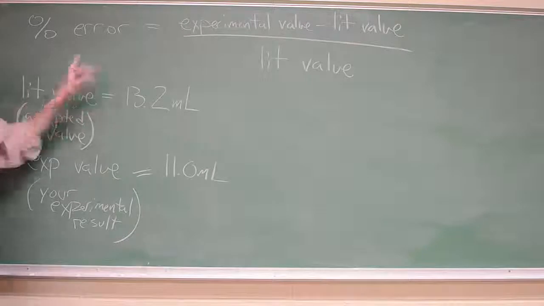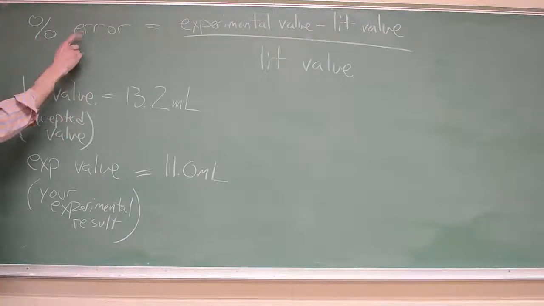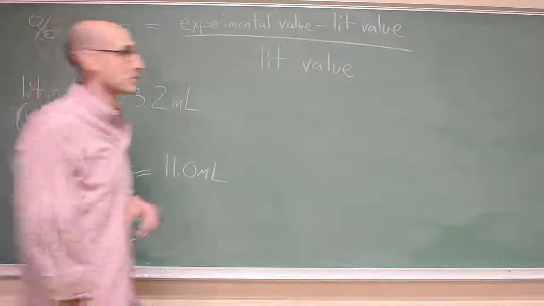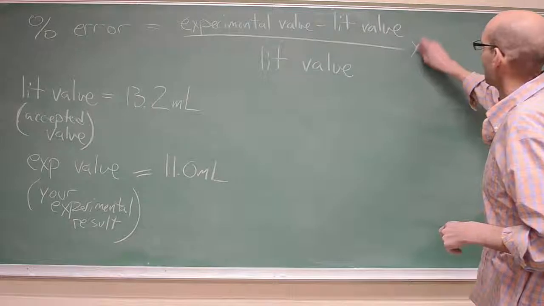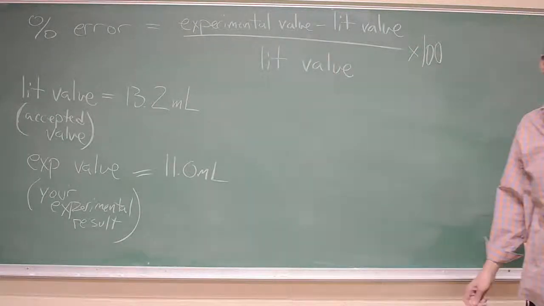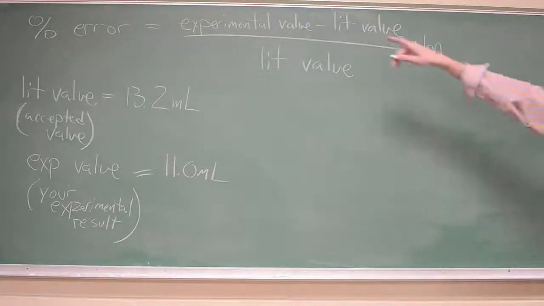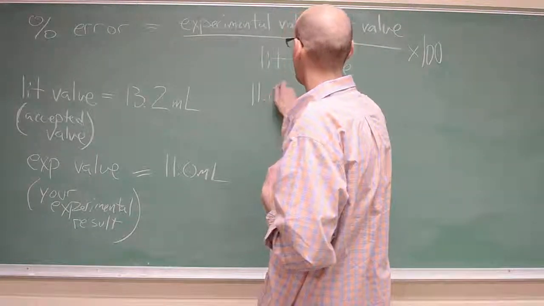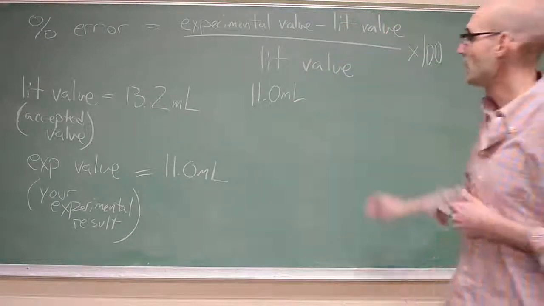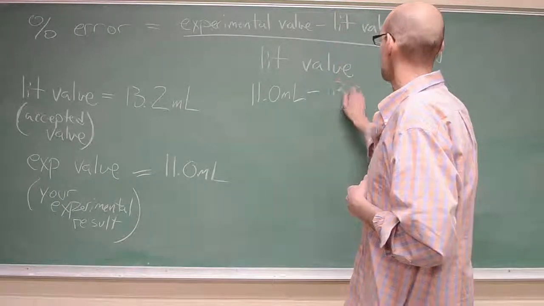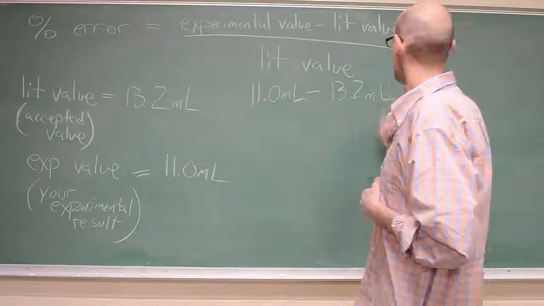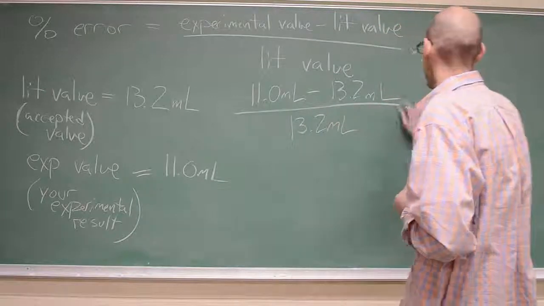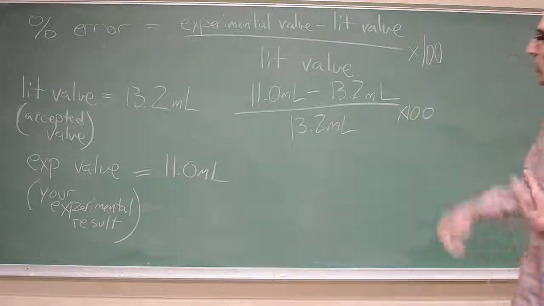All right, so let's take a look. The equation is percent error equals experimental value minus literature value, divided by literature value, all times 100. You multiply it by 100 to get the percent. So here we have our experimental value minus literature value. Let's plug those numbers in: 11.0 milliliters, and we're going to make sure that we keep the units there, minus the literature value, 13.2 milliliters, all divided by our literature value, again, times 100.